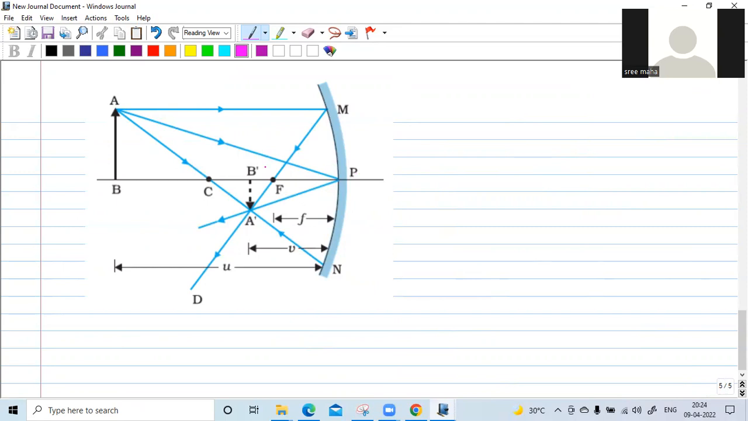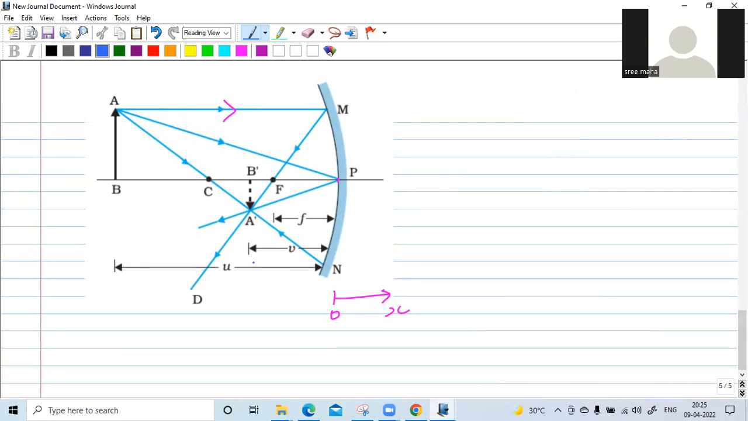See, for sign convention, first you have to fix the origin. Origin is at the pole, so this is the origin. The x-axis is usually chosen along the direction of the incident light. So this is my origin, and this is the positive direction of the x-axis. The direction of the incident ray is taken as positive. Yes, that is the convention. Origin is at the pole, and the positive direction is towards the direction of the incident light.